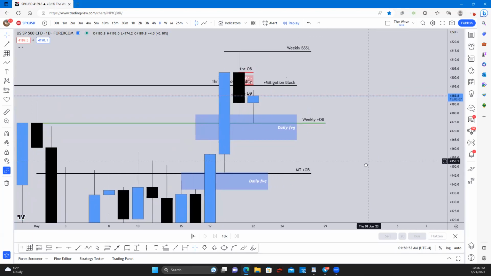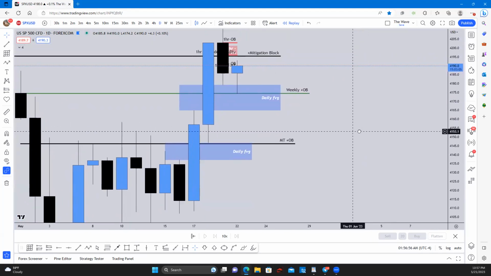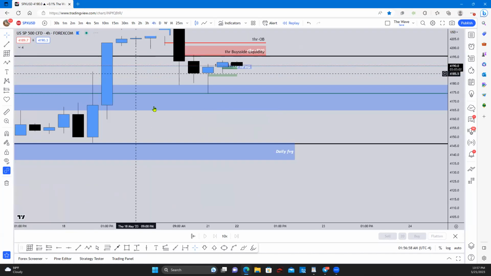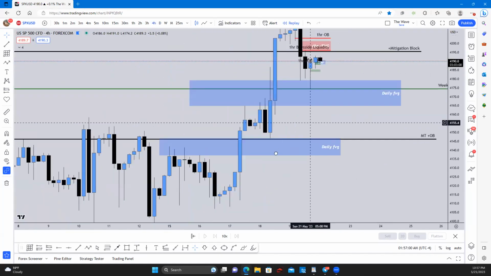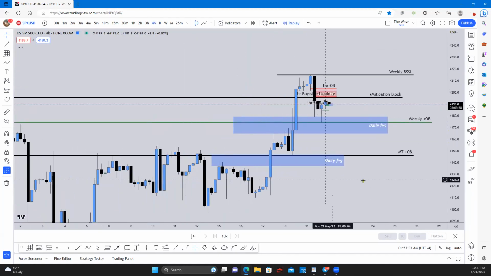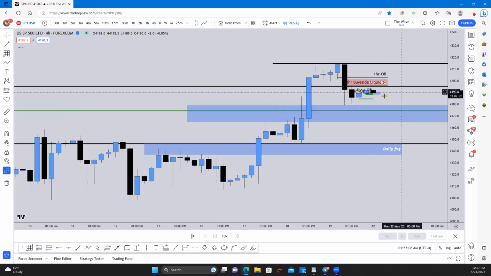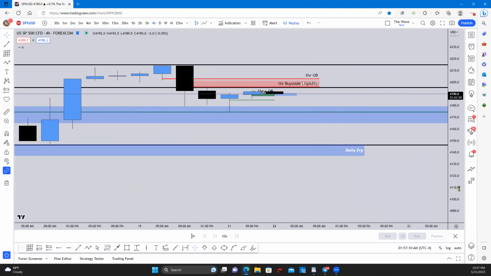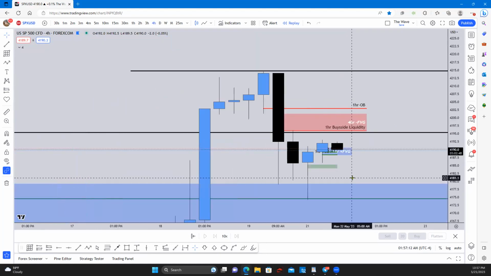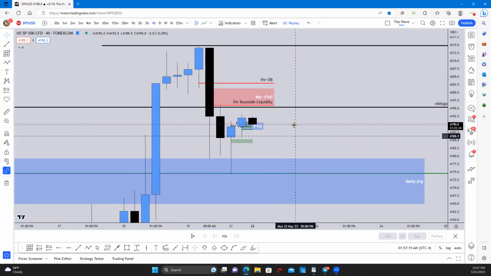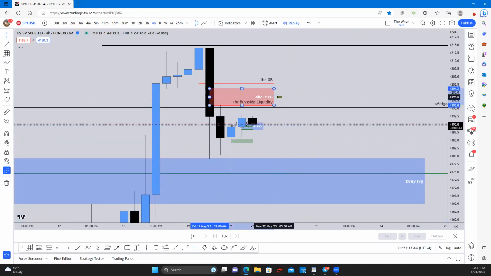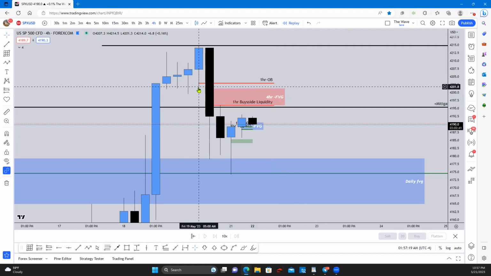So that is what I'm looking for. If we drop down to the 4-hour, we can kind of see this bullishness here. And then if we can see where we're currently at in price, we have this 4-hour fair value gap here in the form of a SIBI.